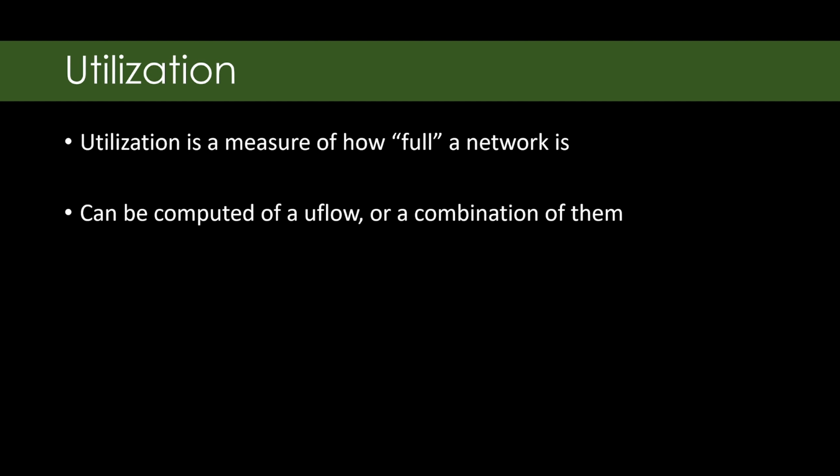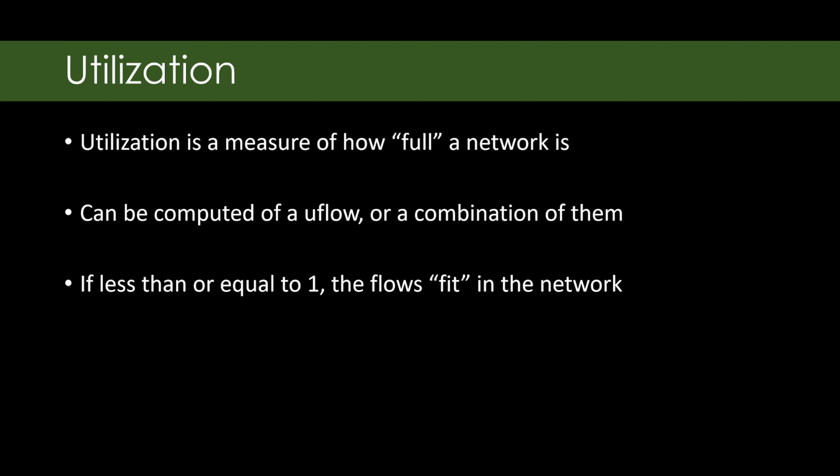So we can compute the utilization of a U flow, combinations thereof. Anything that is describing a load on a network is valid. And if it's less than or equal to 1, the flows or whatever fit inside the network. We aren't causing any sort of problems. And now let's just go ahead and quickly think about how we would define this. Well, we want it to be the maximum of something, right? Because of this last thing right here. If any of the loads are bigger than the capacity, it clearly shouldn't be less than or equal to 1. So we want it to be the maximum of something.